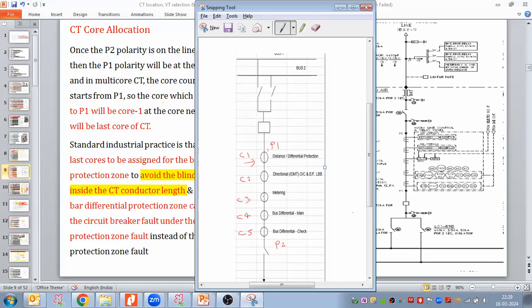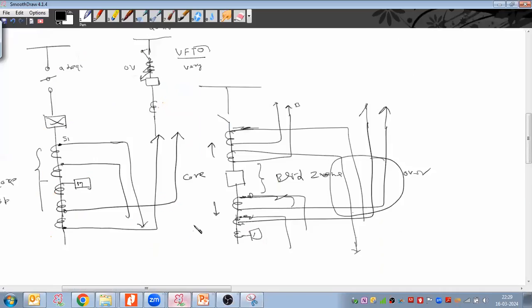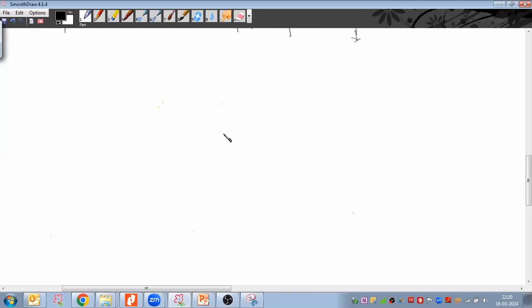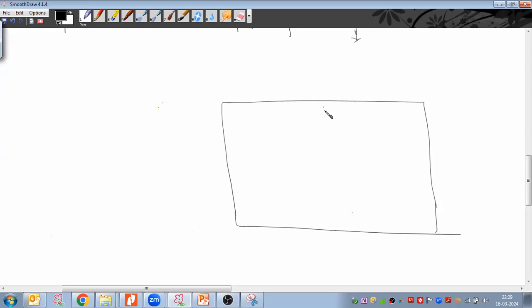First of all, we need to understand what this CT needs to protect. If I take the substation from a wider point of view, in substations we have three major circuits. One is the line circuit. Second is the common bus bar circuit, and third is the transformer. All substations are basically made through that.